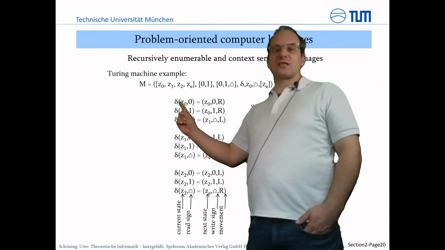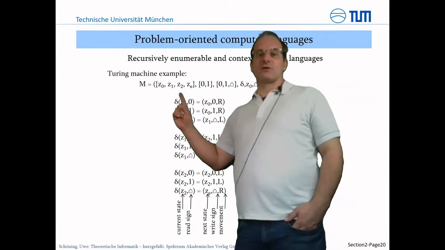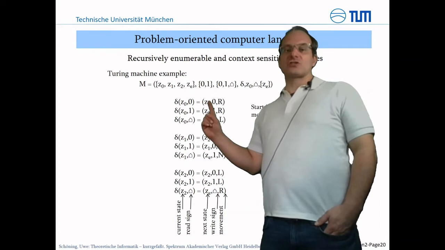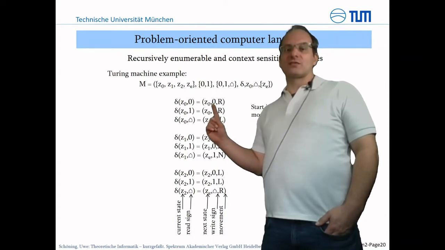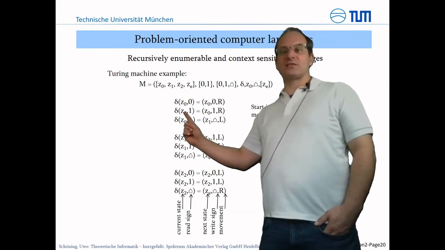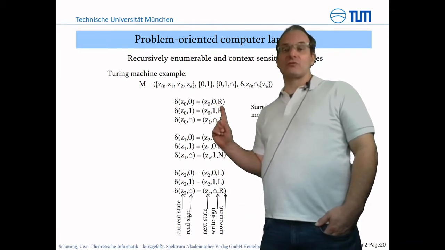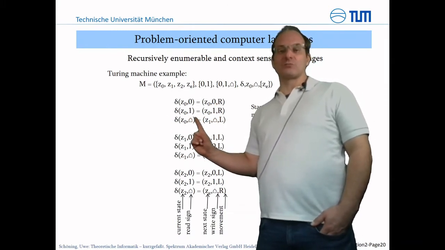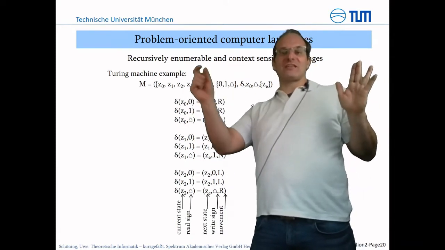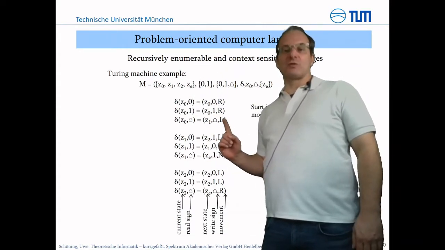If we are in state 0, which is also our start state, and we read a 0, then we change to state 0, we write a 0 and we go to the right with our reading head. If we read a 1 in the same state, then we stay in this state, we write a 1 and we go to the right. If we read a blank symbol, so if we reach the end of our input, so that we read a not yet filled memory element, then we write this blank symbol again and go to the left.